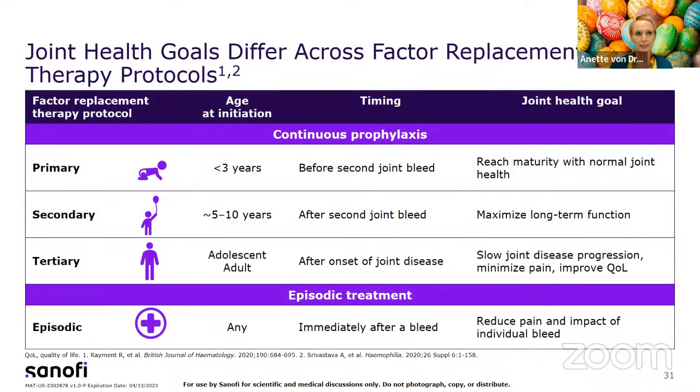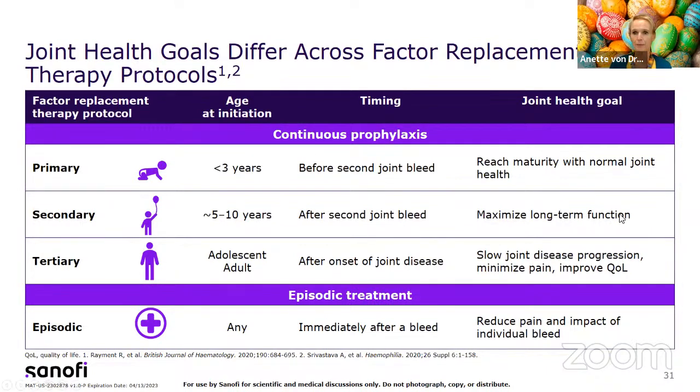And so let's take a step back and look just at the definitions of prophylaxis. So joint health goals differ across factor replacement therapy protocols, of course, and we call it primary prophylaxis if prophylaxis is started very early in life as a toddler before the second joint bleed. And the idea is here, start early and aim for normal joint health once you reach adulthood or early adulthood. Secondary prophylaxis starts a little later, maybe at school age, 5 to 10 years, and per definition is sort of after the second joint bleed.